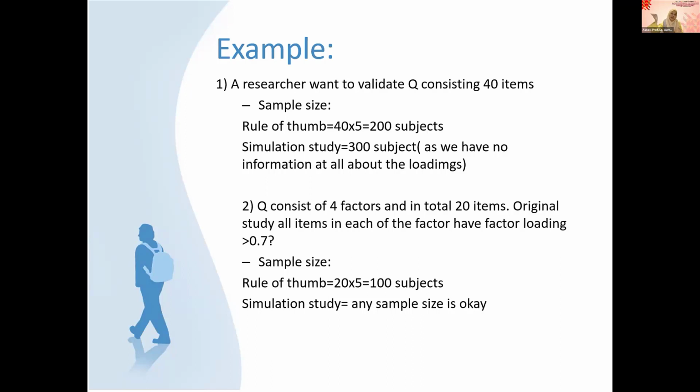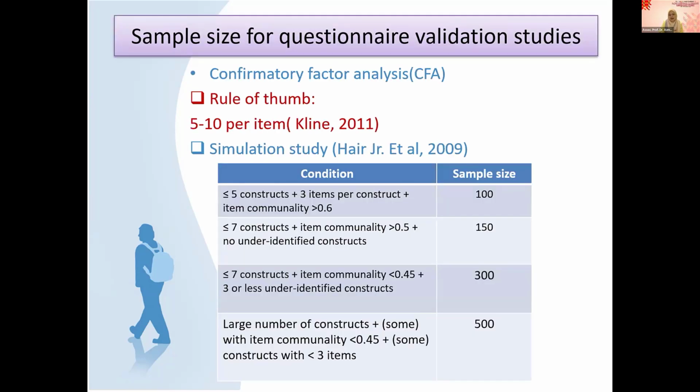And then from the original study, you have to find out what the original factor loading is. If it is more than 0.7, then you can use any sample size for the simulation study. But the basic rule of thumb, you just multiply by 5 or 3. Okay, the minimum 3, the maximum 5 for the EFA. For the CFA, the rule of thumb by Kline is 5 to 10. If you are using 3 for EFA, then for CFA you use 5. If you are using 5 for EFA, then for CFA you use 10 per item.